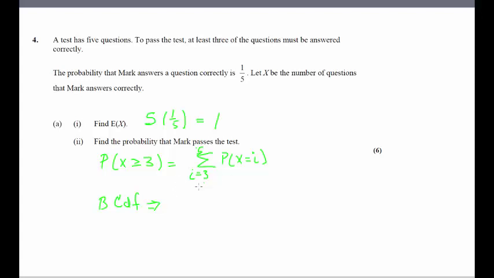And so when we work that out, calculate it out, we get an answer of 0.0579, and that's again to 3 significant figures. So he has about a 6% chance of passing the test.